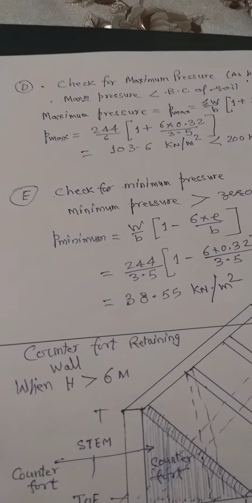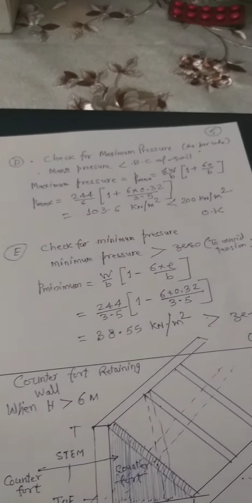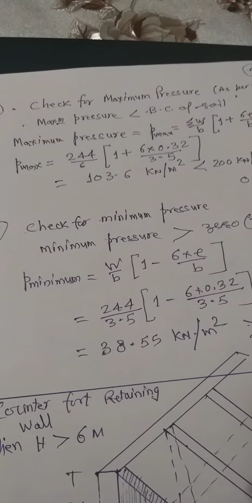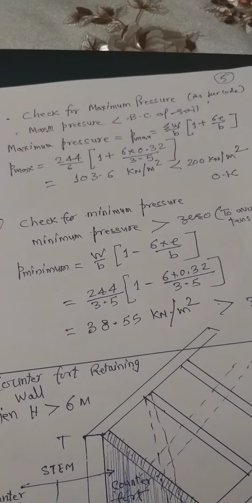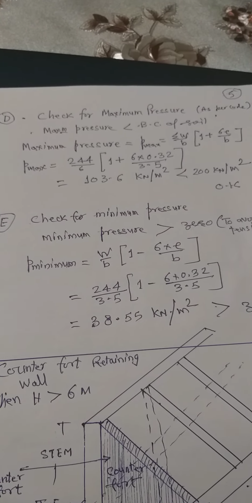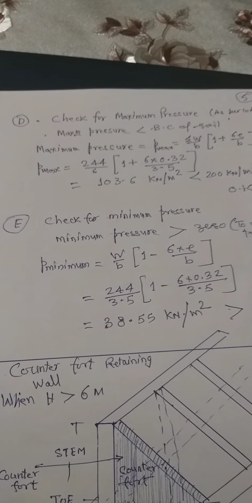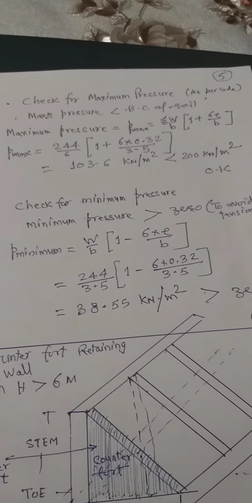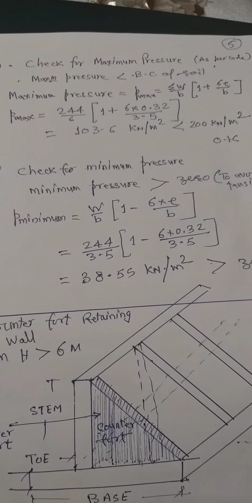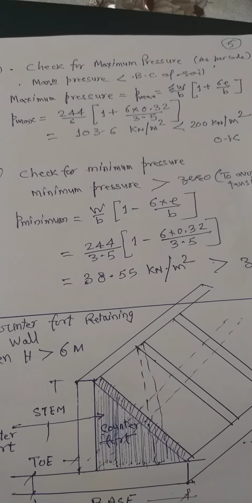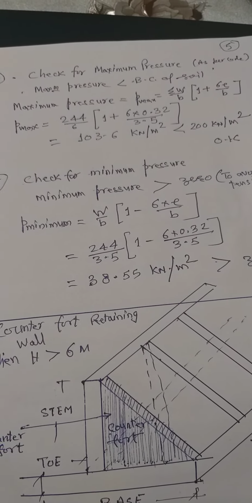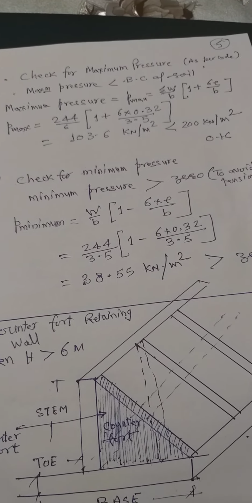Now we will go for the fourth check, and this fourth check is based on the pressure, that is the check for the maximum pressure. As per the code, the maximum pressure should not be greater than the bearing capacity of the soil, which is given in kilonewton per meter square. In our case, we have taken the bearing capacity of the soil as 200 kilonewton per meter square, and that's why the code says that the maximum pressure should be less than the bearing capacity of soil.